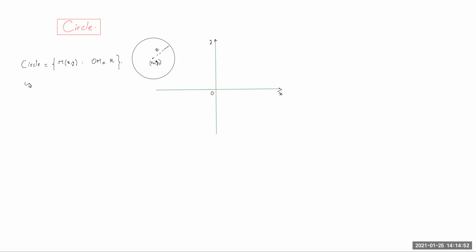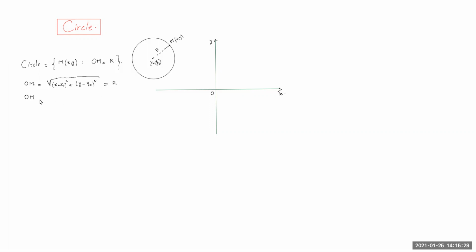Let's see how we can then characterize it using coordinates, which relationship is satisfied. We know that if M is a point with coordinates x, y, then the distance is given by the square root of (x minus x0) squared plus (y minus y0) squared. So we take the square root, and we want this distance to be R.